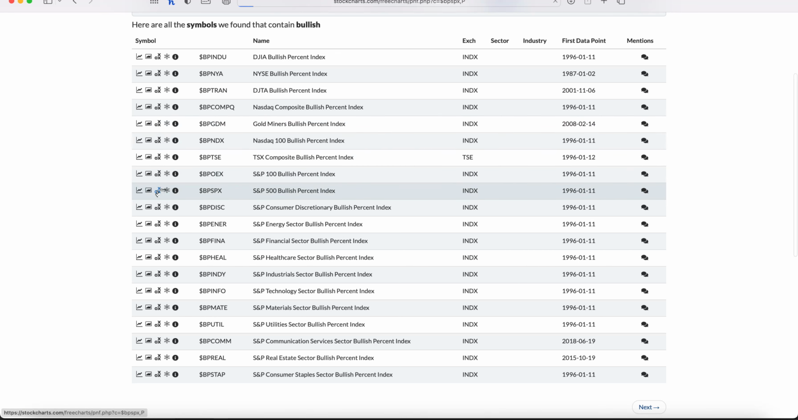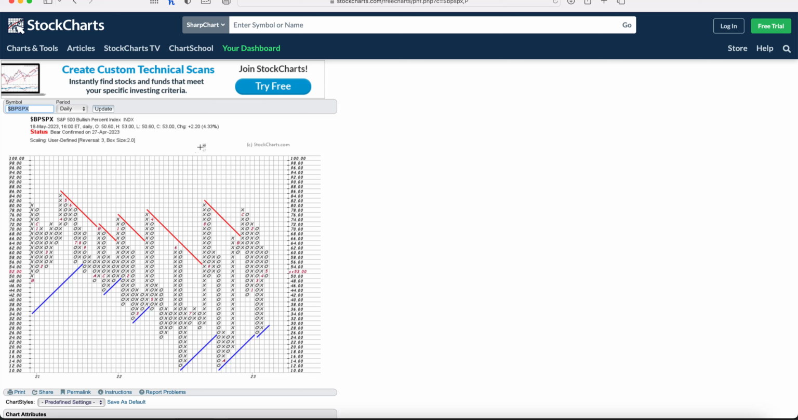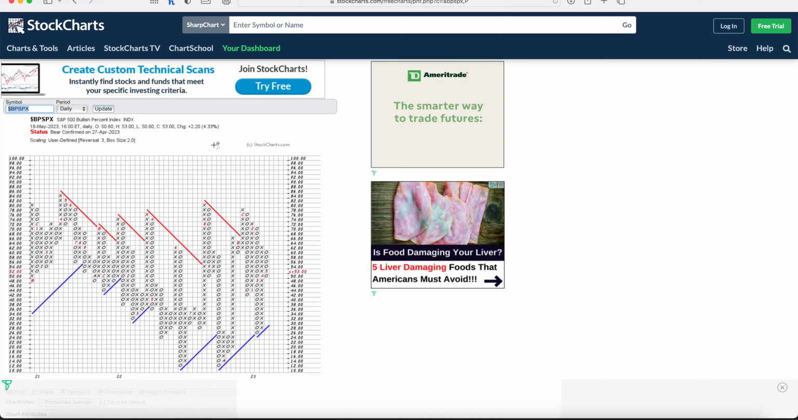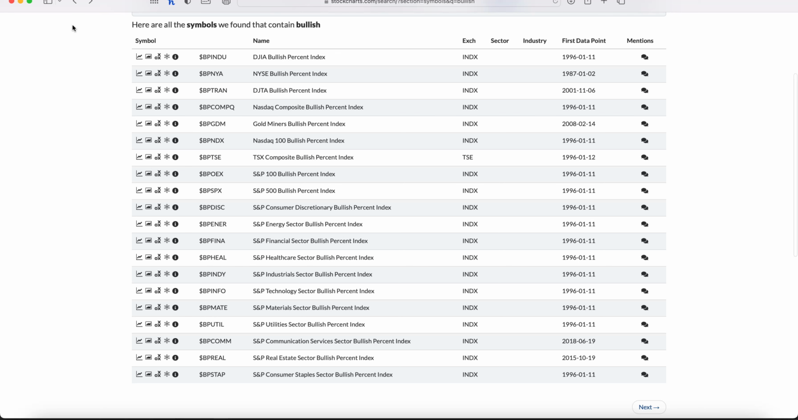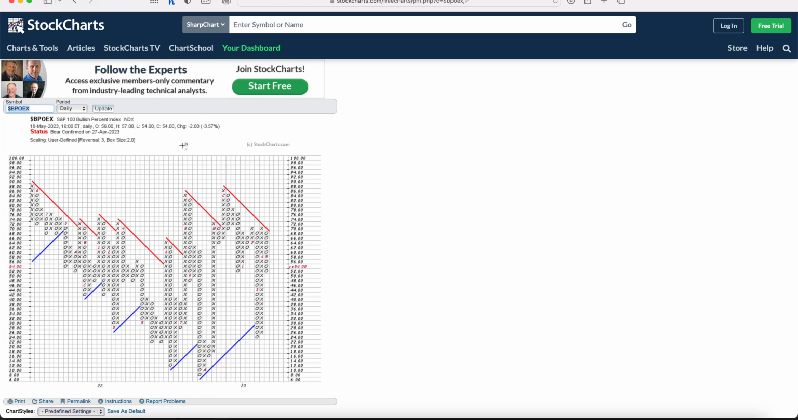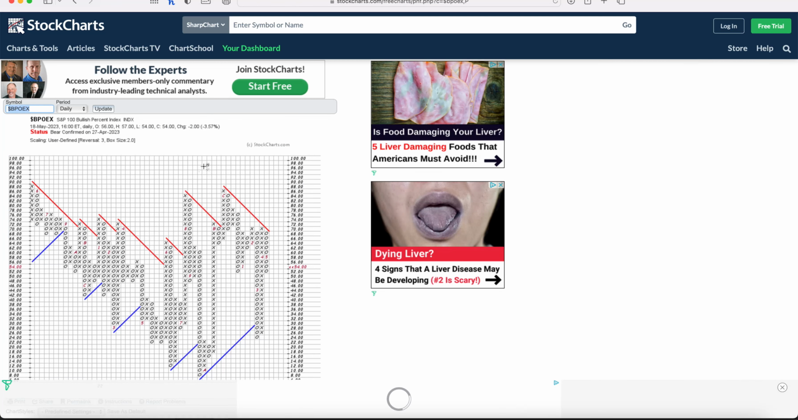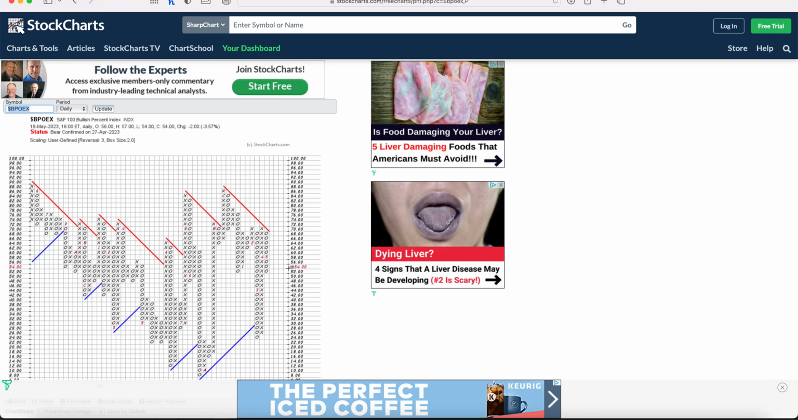The SPX, the S&P 500, went up by 4.33% today, and 53% of the stocks in the S&P 500, 53% of 500, are on a point and figure buy signal. And then some of my favorites to just watch are the OEX, which is the S&P 100, and it actually went down by 3.57% today, and 54% of them are on a buy signal.